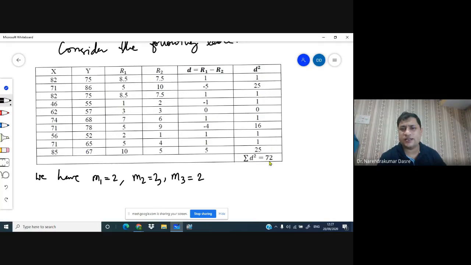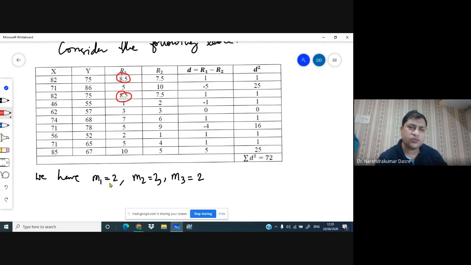The only thing that is important is that whatever rank you use, this will not change. So I have calculated using less mistakes, better rank, and hence I have got the value of di square equal to 72. And now here you can see how many times this rank is repeated. So this rank is repeated 2 times.